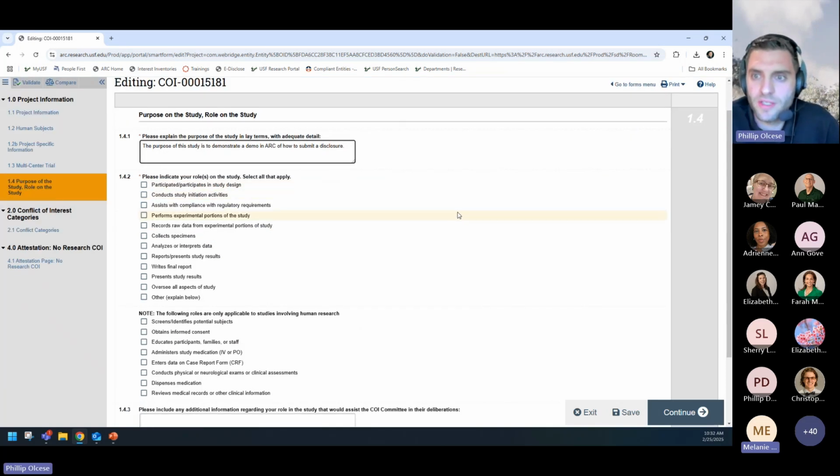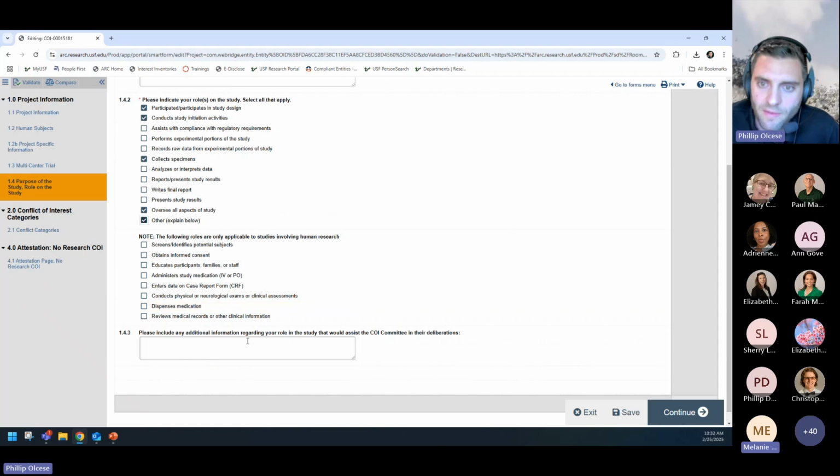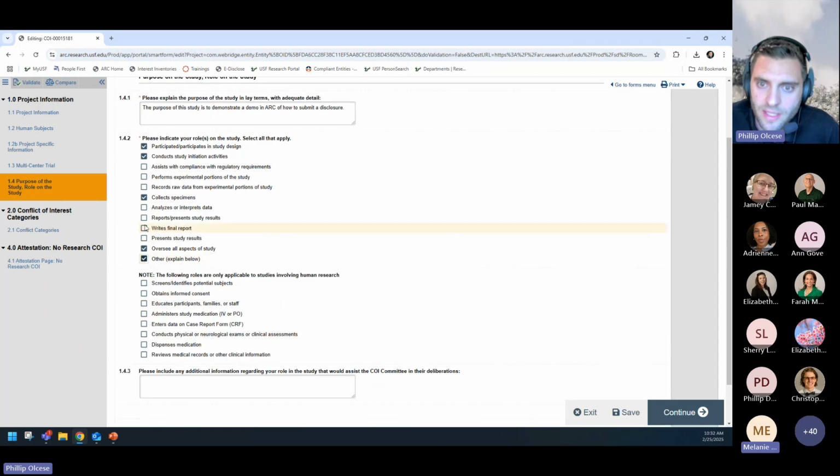Please indicate your roles on the study. So as a PI, I oversee all aspects of the study. I will participate in the study design. I will conduct study initiating activities. And if any of these aren't listed, we have this other button, which has a fill-in box down here, which is always nice.